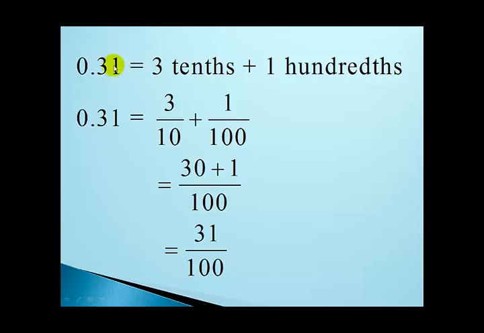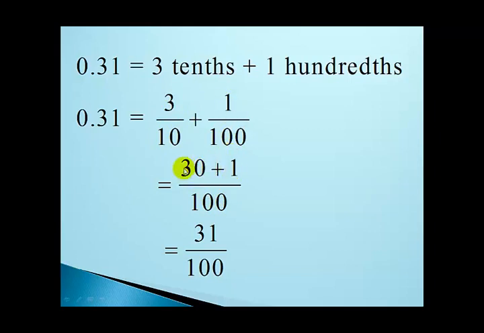So because 1 is occupying the 100th position, 0.31 is equal to 3/10 plus 1/100. Now 3/10 is equal to 3 divided by 10, plus 1 divided by 100. Now we find the LCM of 10 and 100. 10 goes into 100 10 times, and 10 times 3 is equal to 30, plus 100 goes into 100 once, and 1 times 1 is equal to 1.